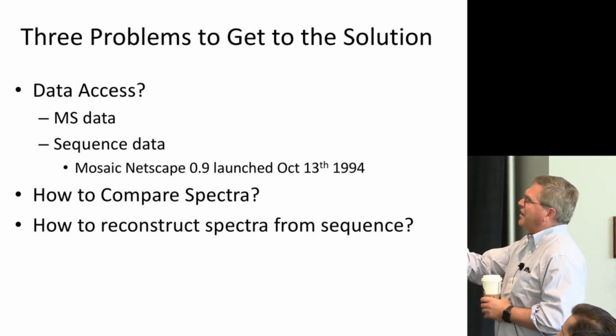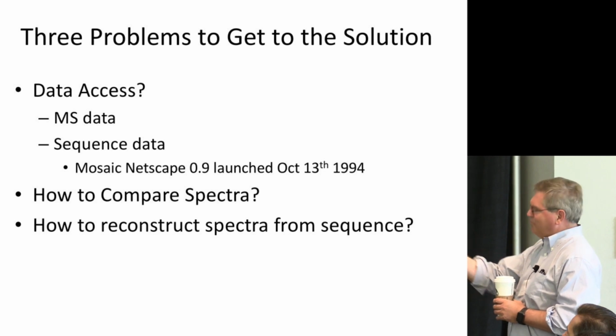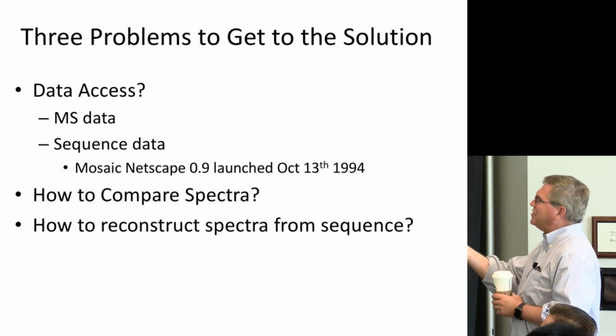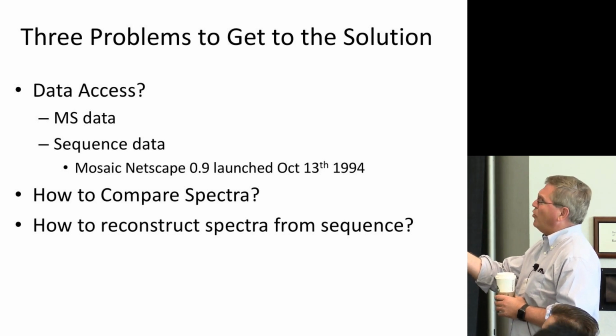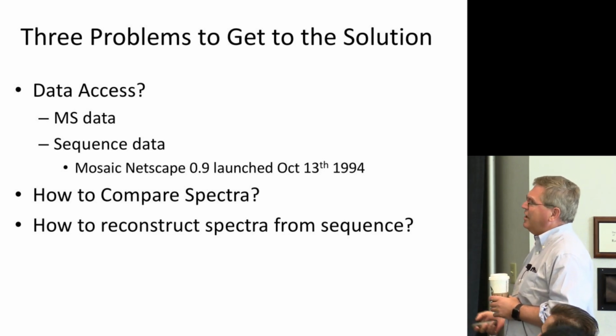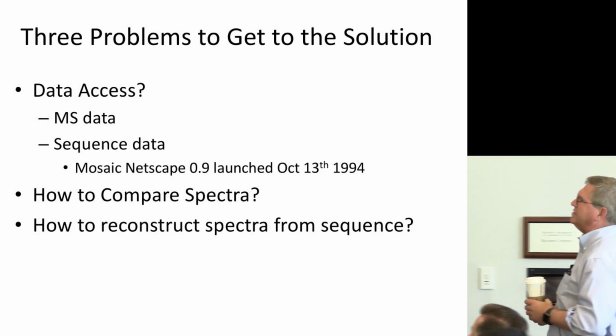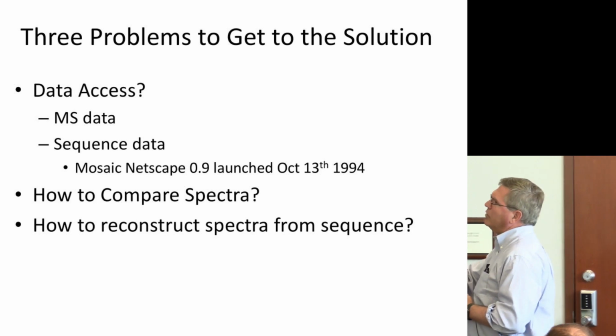And then how to get sequence data. And to give you some perspective, this is like 1992 or 3. To give you some perspective, Mosaic Netscape 0.9 was launched October 13th, 1994. And so the World Wide Web really didn't quite exist until this program came out.